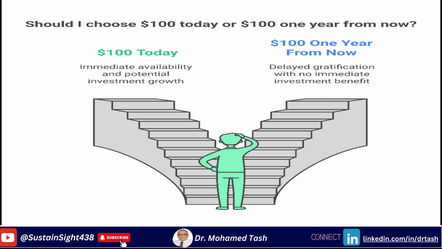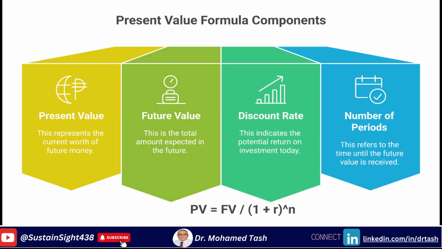So the future $100 isn't equivalent to today's $100. It means the present value of that future $100 is less than 100. This brings us to the present value formula, which says PV equals FV divided by (1 plus R) to the power N. Let's break down what each part means.